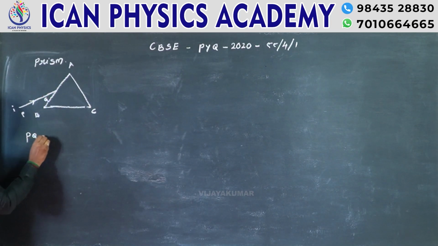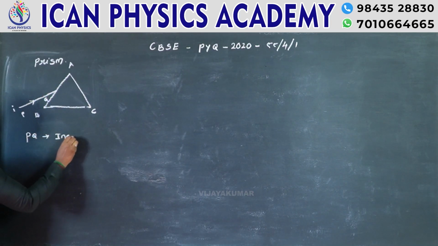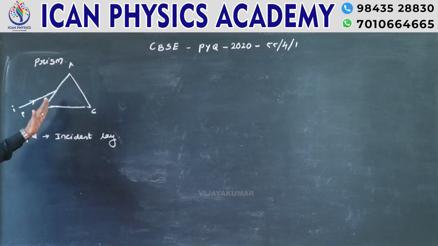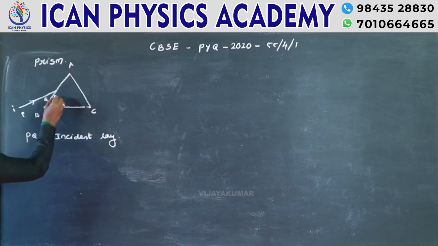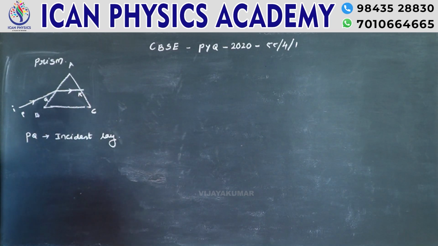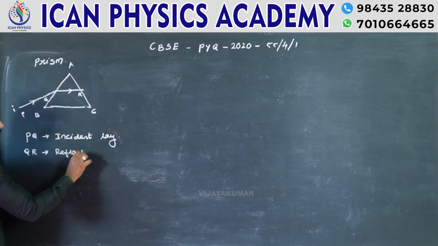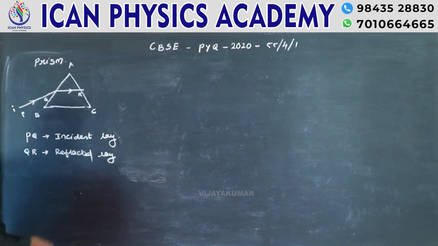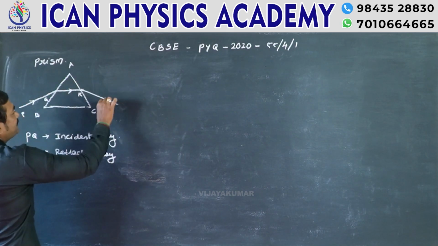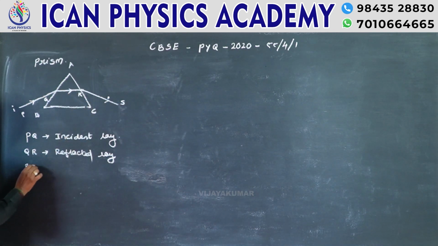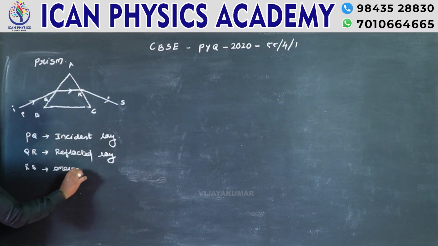So what is PQ? PQ is the incident ray. When the ray falls on the face AB, it is refracted along QR. So what is QR? QR is the refracted ray. Now the ray which is at R emerges out of the face AC. RS is the emergent ray.